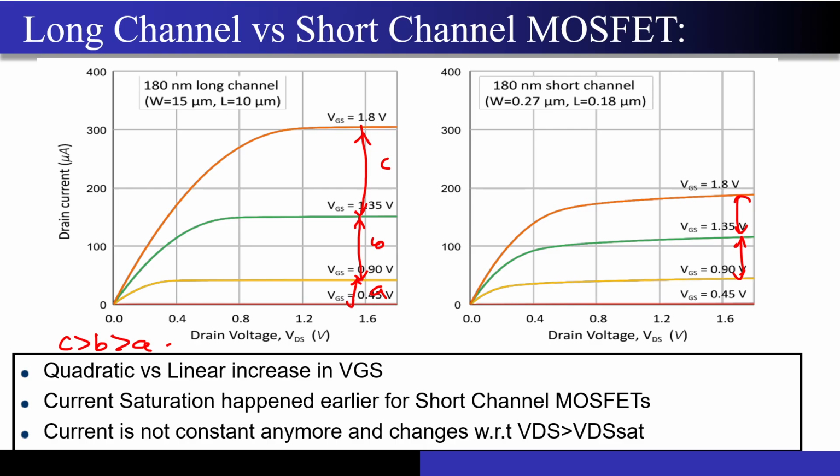So first we have to ask ourselves, why did this happen? The second thing we want to ask ourselves is, this line is completely flat, correct? These lines are flat, but these lines are not. What happened here? Why is the current still increasing when I am increasing my drain voltage? That is for the short channel MOSFET whose length is 0.81 micrometer, and this is for the long channel MOSFET whose length is 10 micrometer.